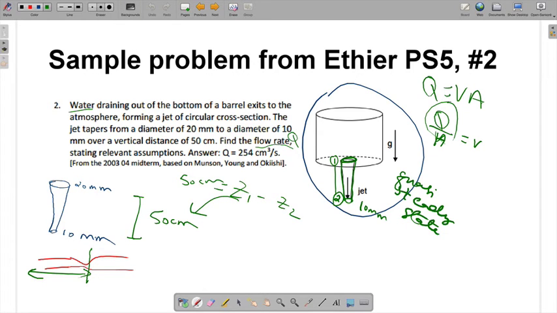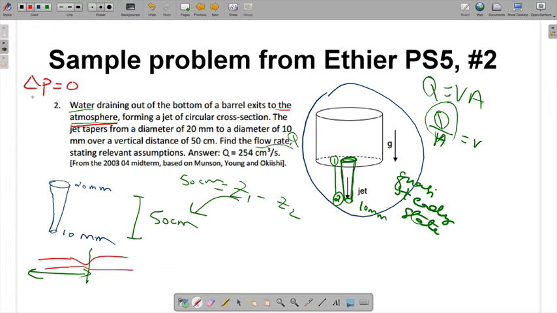Well, actually, there's one more thing. We notice here it says it's exposed to the atmosphere, right? Exposed to the atmosphere means that your delta P is 0. That's awesome. We just knocked out 2 terms from our equation. That is really, really awesome.